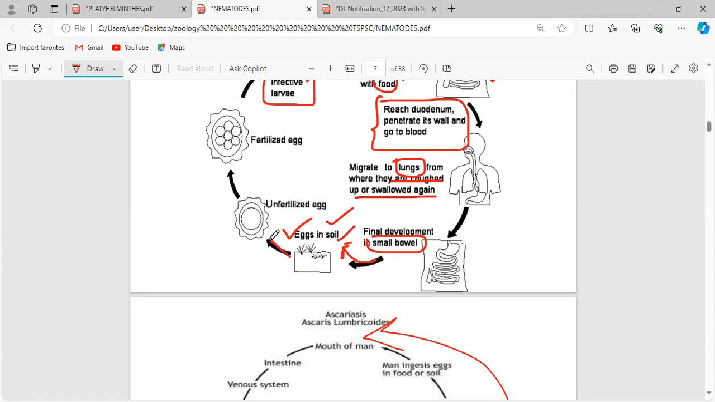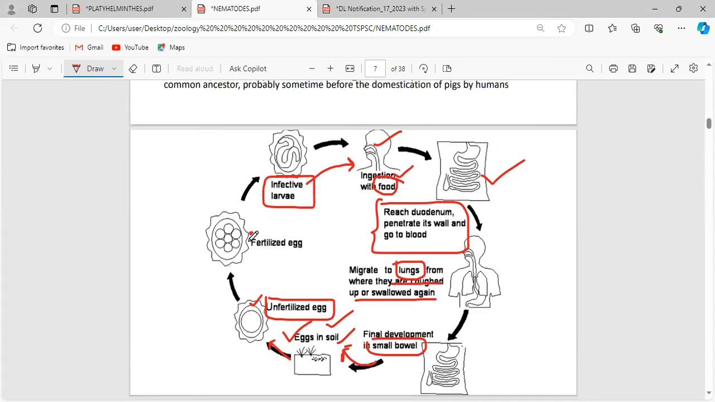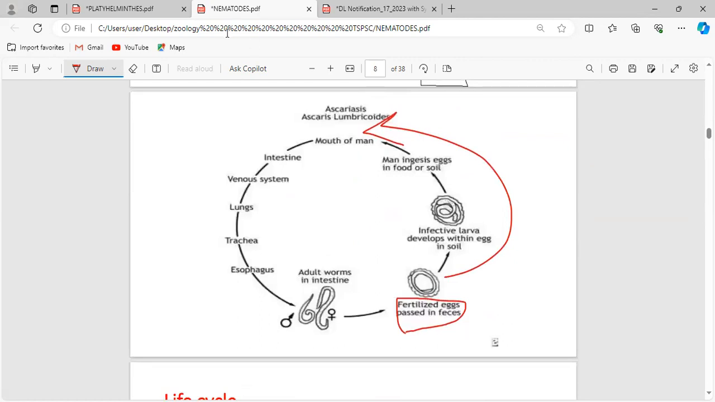Initially the egg is unfertilized, with a covering called a capsule. Then with the help of male or female, it is fertilized. It is said to be a zygote, and after that the egg hatches out into the larval stage, and this larval stage is infective in nature. Again the cycle continues. This is how the life cycle works. See, this is the fertilized egg passed in the feces.